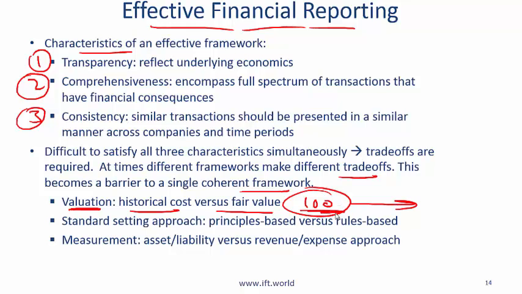The case for historical value is that it's more objective. The case for fair value is that it is a better indication of current economic reality, but there might be a lot of subjectivity associated with fair value. So we can't say one is better than the other necessarily, but clearly different entities can make different decisions. Standard setting approach, either principles-based versus rules-based, and it is said that IFRS is principles-based, whereas US GAAP is based on rules. And then measurement, asset liability versus revenue expense.